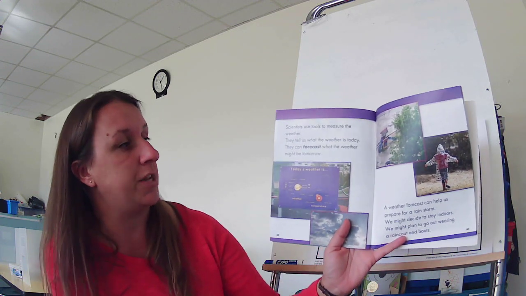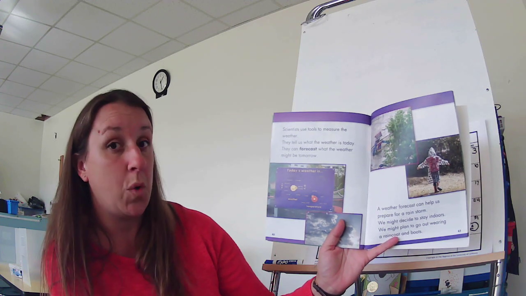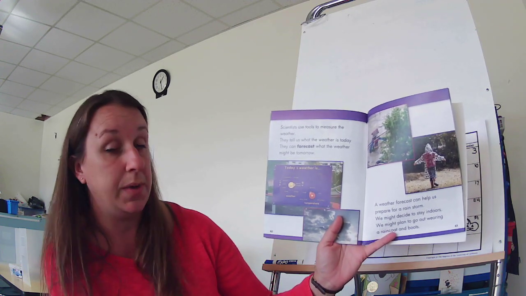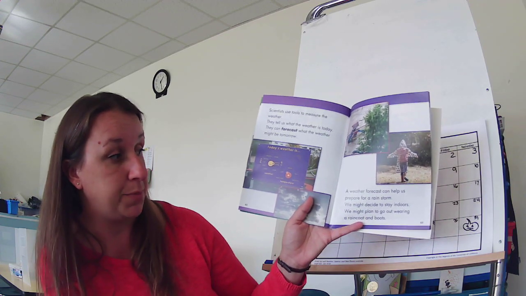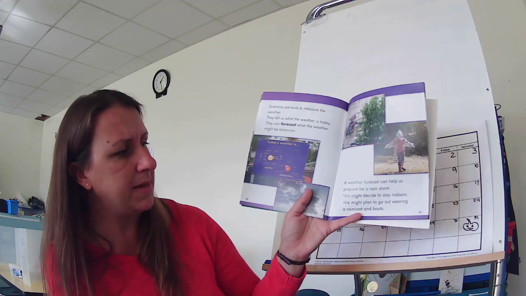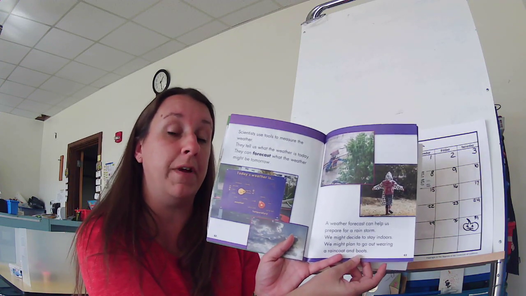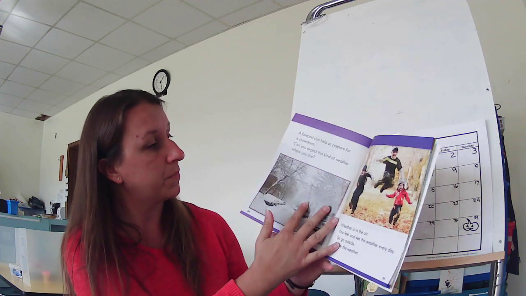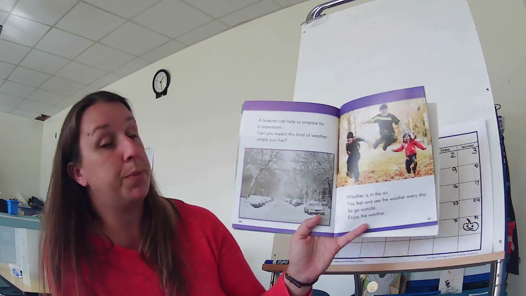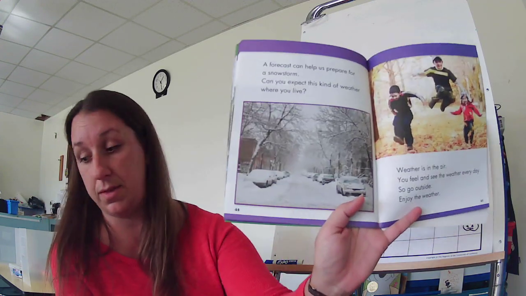Scientists use tools to measure the weather. They tell us what the weather is today. They can forecast the weather, so we know what the weather might be tomorrow. A weather forecast helps us prepare for a rainstorm. We might decide to stay indoors or plan to go out wearing a raincoat and boots. A forecast can help us prepare for a snowstorm too. Can you expect this kind of weather where you live?